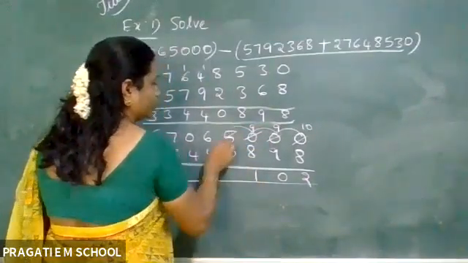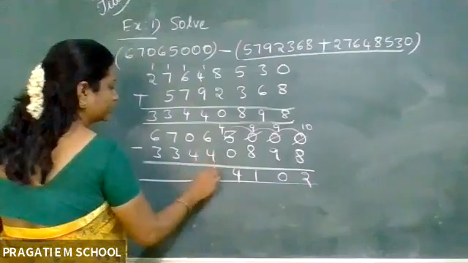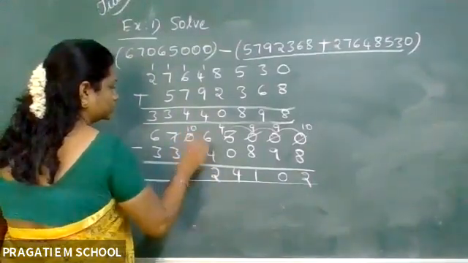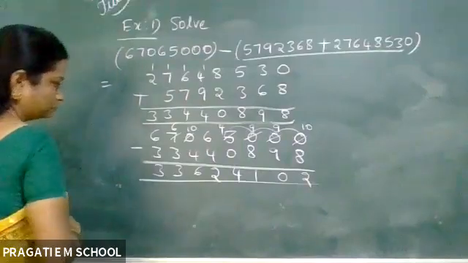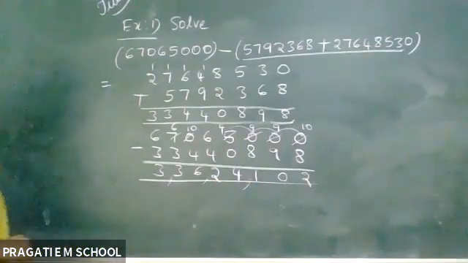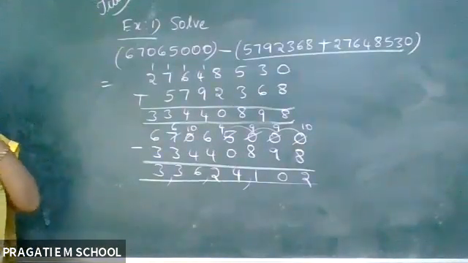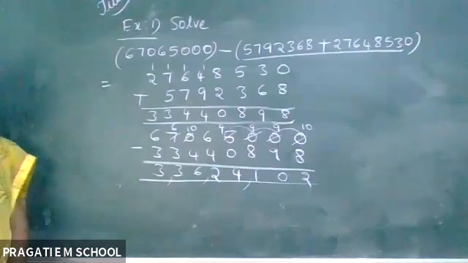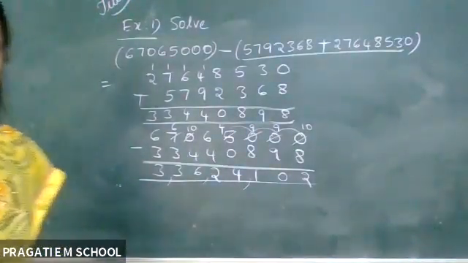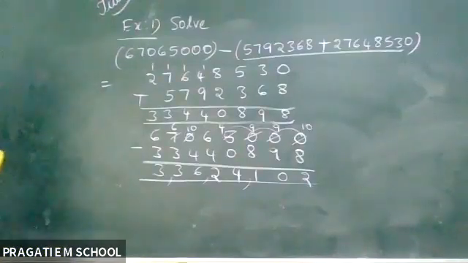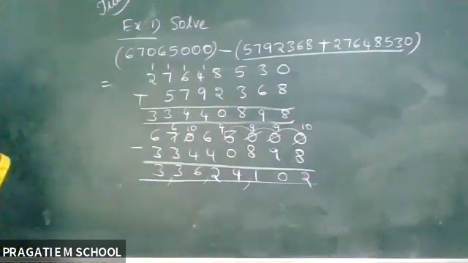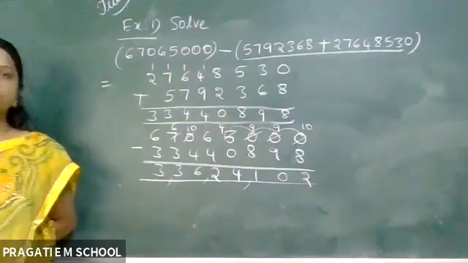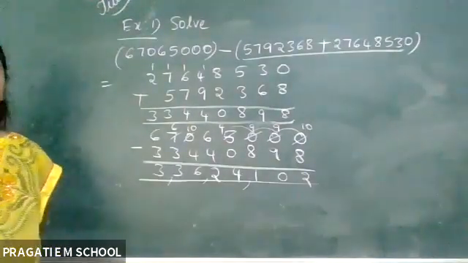So 9 - 8, 1, we are left with 4, 4 - 0, 4, 6 - 4, 2, and we have 10 - 4, 6, 6 - 3, 3. Yes, children, in this way we have to do the subtraction. First we have added the numbers, then we have done the subtraction. So in this particular problem, we are doing addition and also subtraction, children.